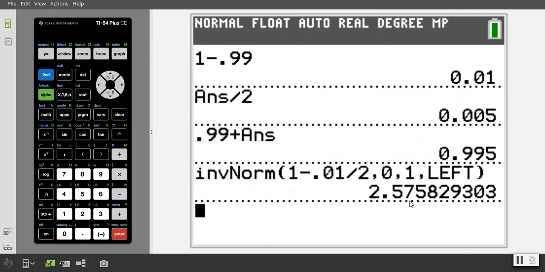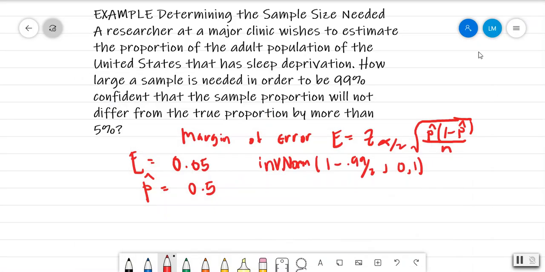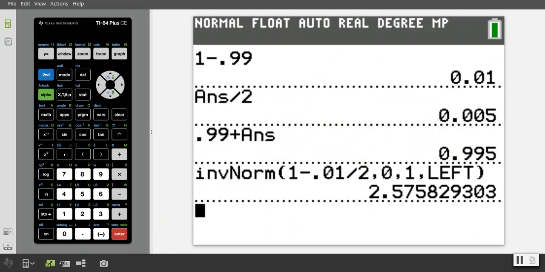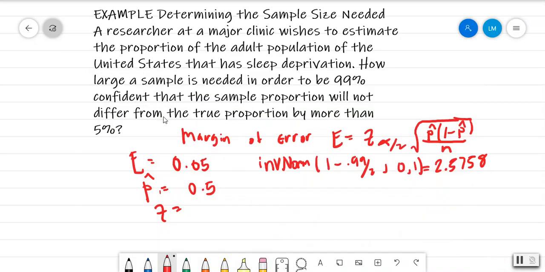Really, it should be 2.576 though. Or we could just do 2.5758. Okay, so z is equal to 2.5758. Okay, so let's just be sure. Okay, so we have that z alpha is 2.5758. So what we'll do is we'll just do it like this.